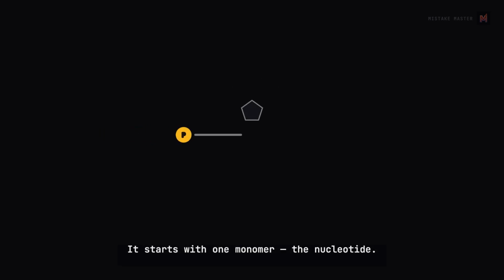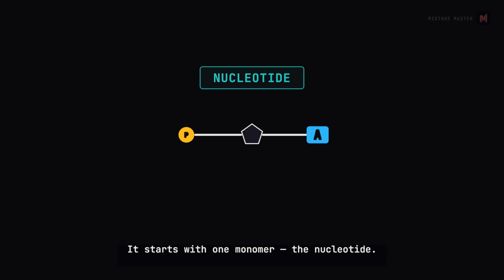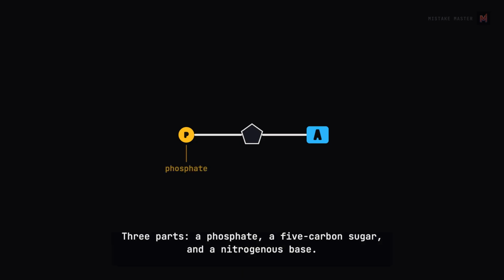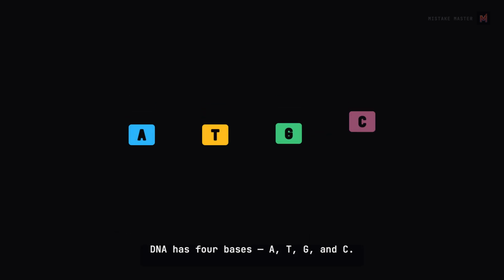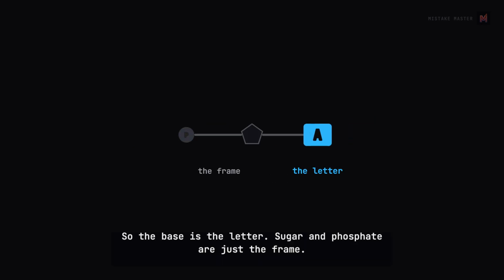It starts with one monomer, the nucleotide. 3 parts: a phosphate, a 5-carbon sugar, and a nitrogenous base. The sugar and phosphate are identical in every nucleotide. Only the base changes. DNA has 4 bases: A, T, G, and C. So the base is the letter. Sugar and phosphate are just the frame.